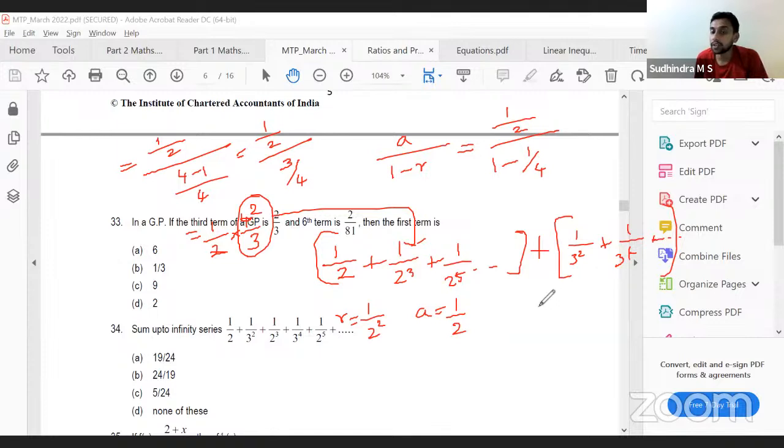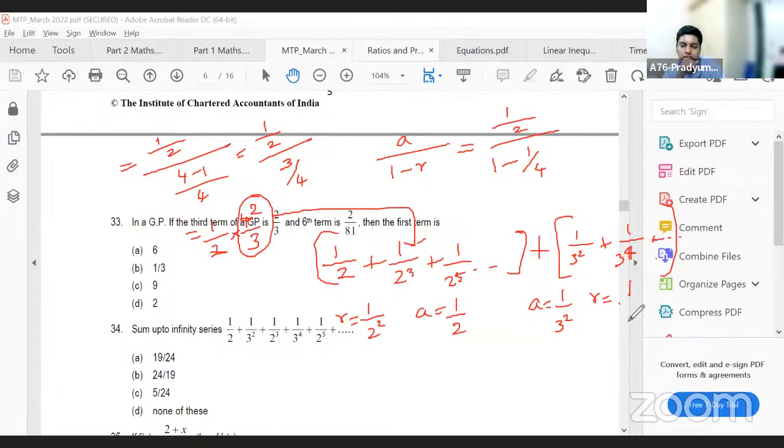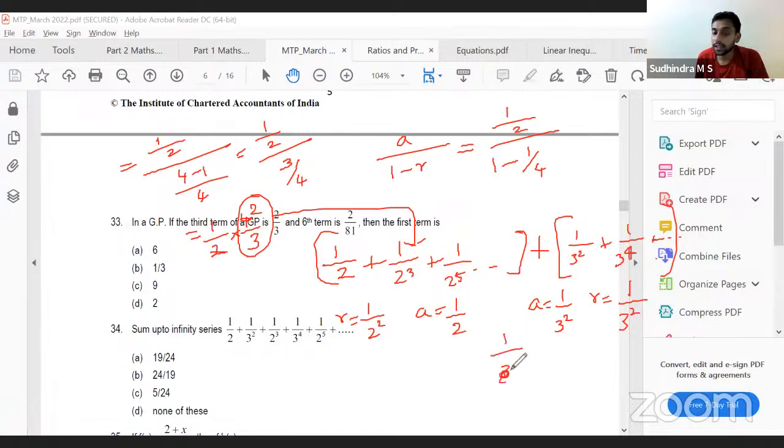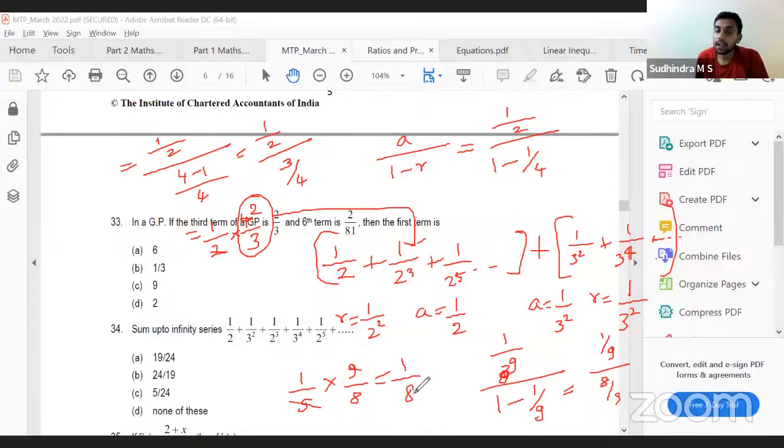Similarly, can I calculate this? What is A here? Again, is this in GP? 3 square, 3 to the power of 4, 3 to the power of 6 and so on? Yes. So A is 1 by 3 square. What is R? 1 by 3 square only. R is also 1 by 3 square. So the sum of the infinite series is A by 1 minus R. So 1 by 3 square is 1 by 9 divided by 1 minus 1 by 9. 1 minus 1 by 9 is 8 by 9. So 1 by 9 divided by 8 by 9 is 1 by 9 into 9 by 8. 9 gets knocked off, 1 divided by 8. So the sum of this series is 1 divided by 8.